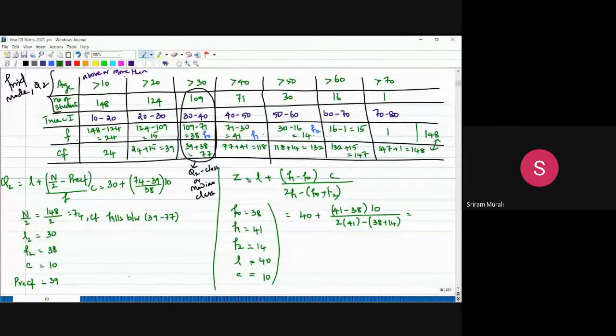Okay. Highest in the frequency are the blue marked numbers. What is the highest in the frequency? 41. That is F1. The preceding value is F0. The succeeding value is F2. That is what I wrote. F1 is 41, F0 is 38, F2 is 14.